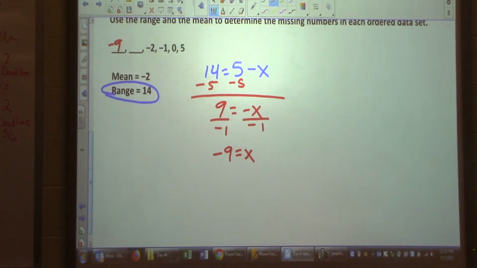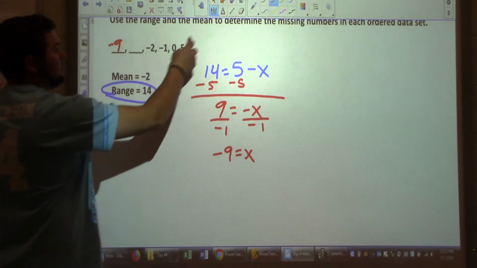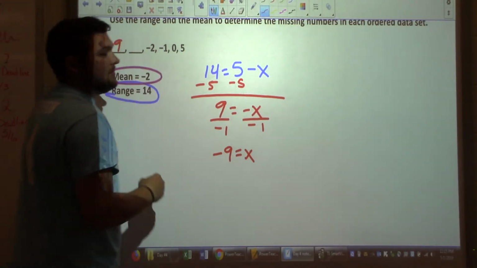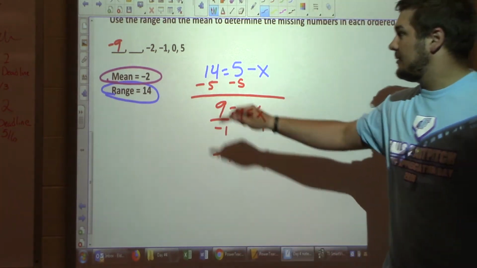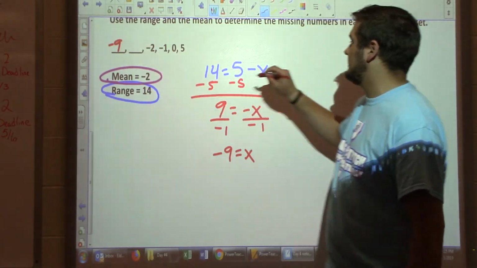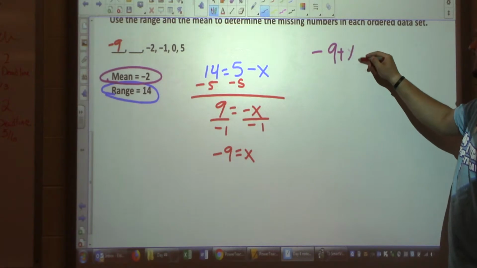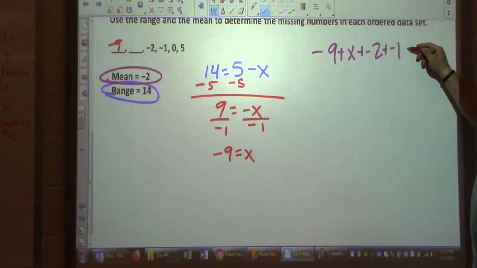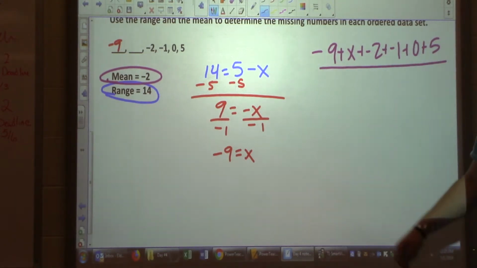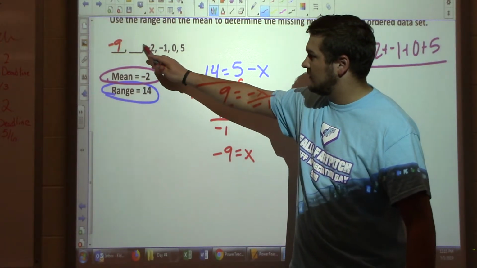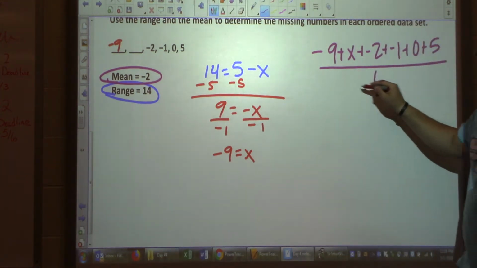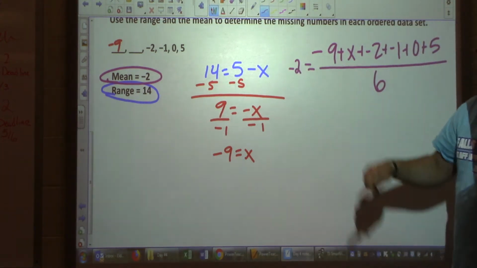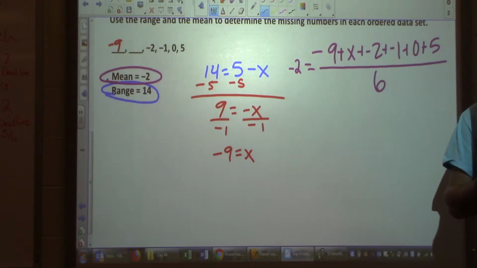So you're always going to use that range to find the smallest or the biggest value, whichever one you're missing. Then you can find your other missing value. And we're going to do that by using the mean. And I know my mean is -2. So if I add up all these values, including that missing one, so -9 plus x plus -2 plus -1 plus 0 plus 5, and I divide by how many there are, 1, 2, 3, 4, 5, 6, it should equal -2. Right? Does that make sense?